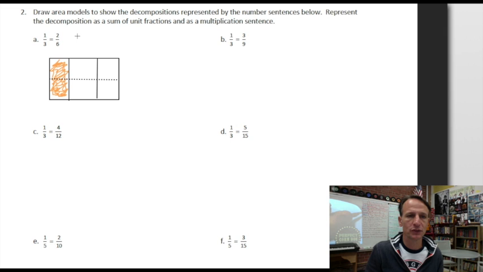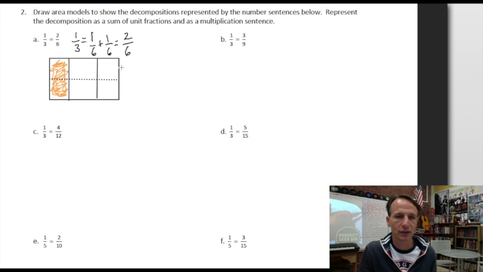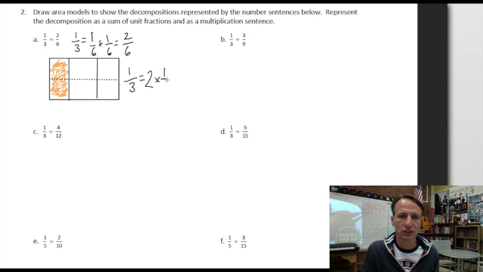So as a sum of unit fractions, I'd say, hey, 1/3 is, what's this? That's 1/6, and this is 1/6. So it's 1/6 plus 1/6, which is how many 6 altogether? Yeah, you got it, 2/6, which is what we had here to start with. Good, it all matches up. And to write this now as a multiplication sentence, I'd say 1/3 is, well, how many times did I write 1/6? 2 times. 2 times 1/6, which still magically is 2/6.